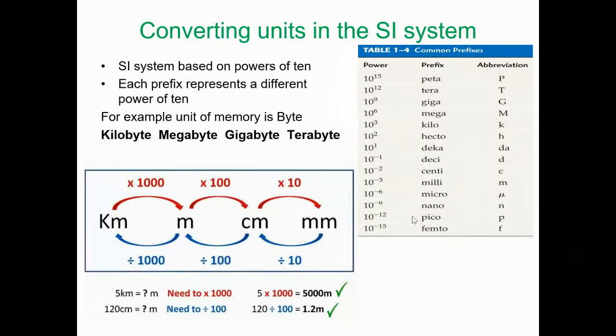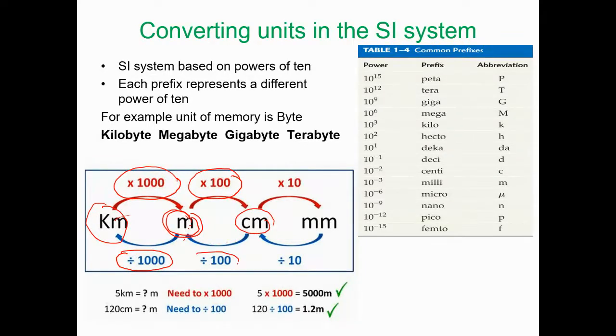Now, how to convert the unit? For example, you can see the box. Here I have meter, kilometer and centimeter. If you want to convert kilometer to meter, you have to multiply by 1000. If you want to convert meter to centimeter, you multiply by 100. If you want to convert from meter to kilometer, you can see at the bottom, you have to divide by 1000. If you want to convert from centimeter to meter, you have to divide by 100.